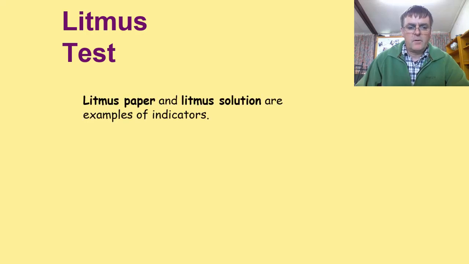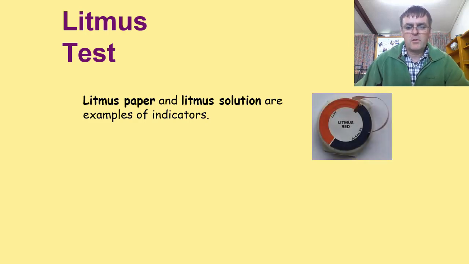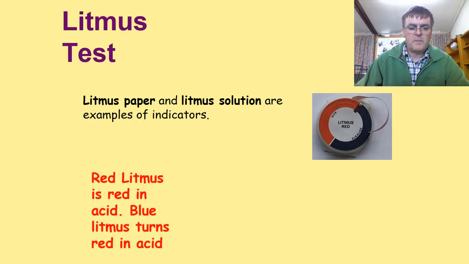So litmus paper and solution are examples of indicators. Most commonly we'll have litmus paper. It comes in these little plastic containers, and you just pull out as much tape as you want. It's a little thin strip of paper, and you dip it into the solution that you have. Red litmus is red in acid. Blue litmus will turn red if you put it into an acid. Red litmus just stays red. So you have to be careful. If you've got red litmus sticking into something and it stays red, it probably is acid, but you're never quite sure.